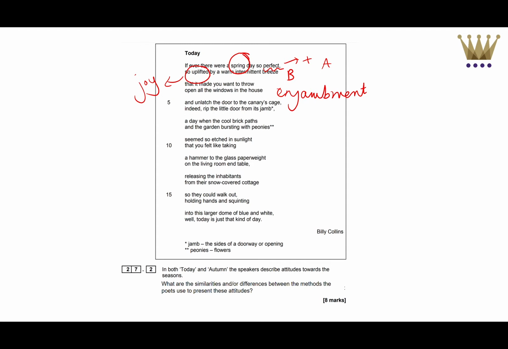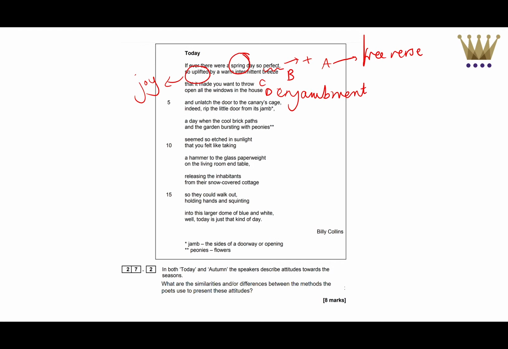"Then it made you want to throw all the windows in the house." Cage, jam, paths. Okay. I've got free verse here. So I've got no rhyme. Let me just check. Yeah, no rhymes at all in this poem, so I've got free verse all the way through.